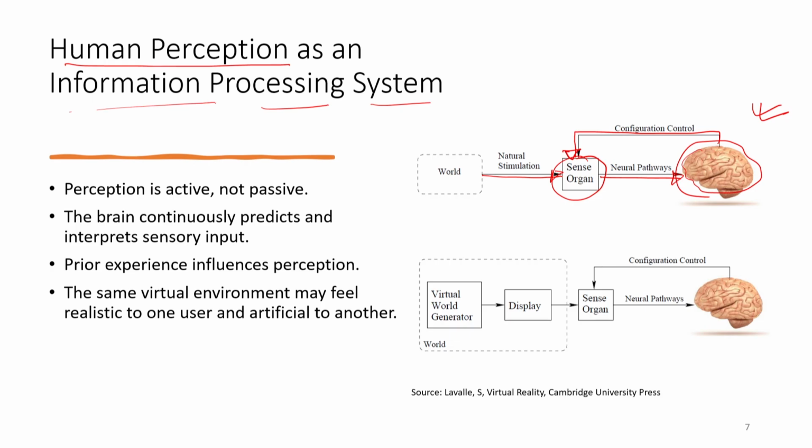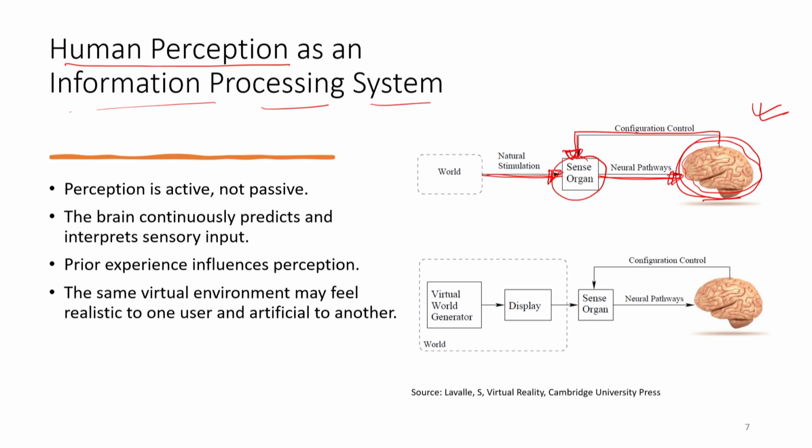So, let us say suddenly you wake up in the morning and there is a flash of light, maybe your brain will send a signal to close the eyes back again. So, there is a configuration control going on that the brain exerts on our sense organs, and that is based on the processing of the natural stimulation by the neural pathways.